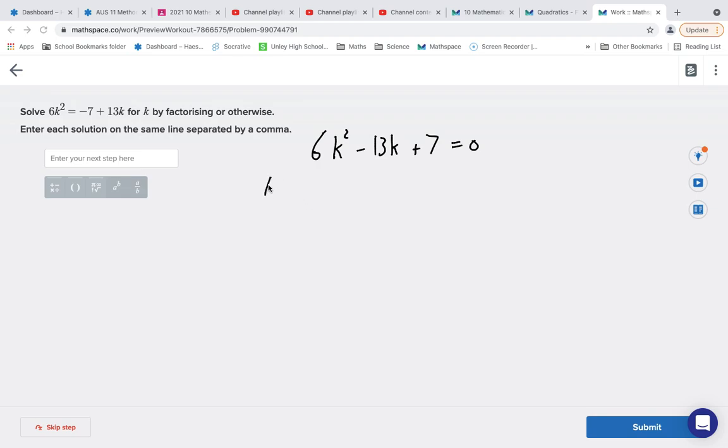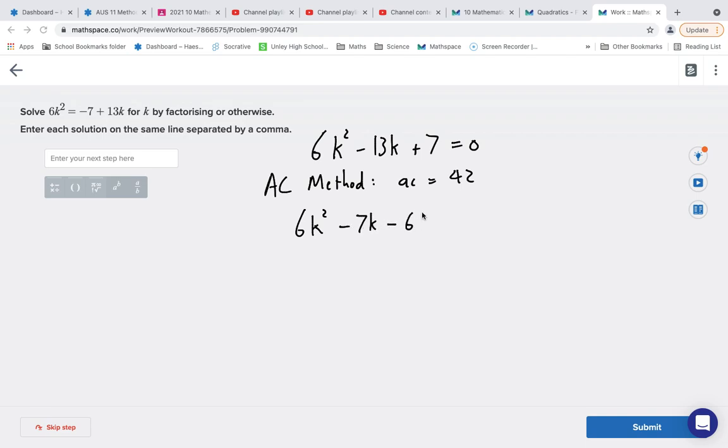There is something you can do called the AC method. This is what I do anyway, where I look at the AC. Right, so I do 6 times 7 is 42, and I think, can I use factors of 42 to make this 13? And the answer is you can, because you could do minus 7 times minus 6.